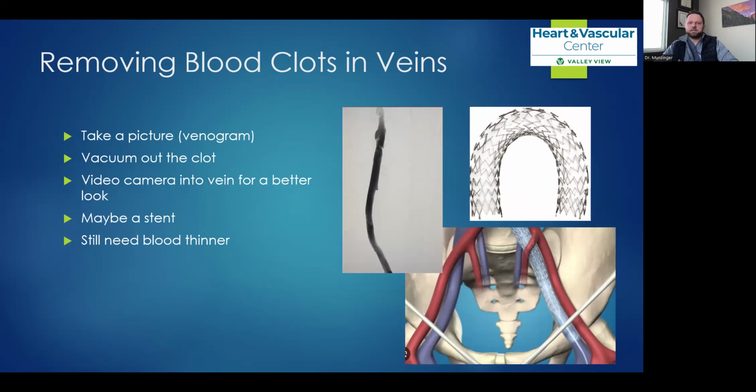Regarding stents in the vein, there are newer stents on the market which are designed to help expand the vein and prevent it from collapsing. And you can see here this horseshoe-shaped stent at the top right. It is a hollow metal tube that's flexible and designed to be placed in the vein.